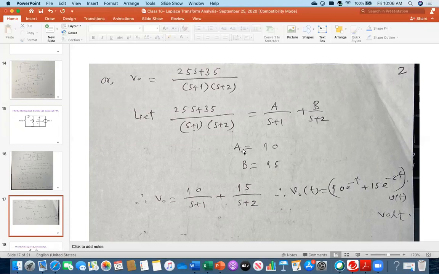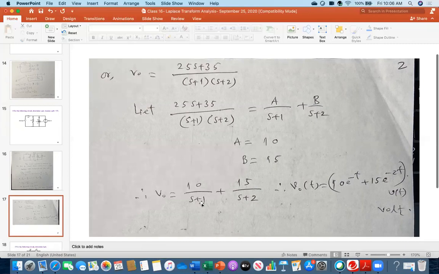And then I am plugging these A and B values here. So I got V naught equals 10 over S plus 1, plus 15 over S plus 2. Once I get this format, it is easy to apply, because I know this one is e to the power minus 1t and this is e to the power minus 2t, and then u(t). That's my answer.